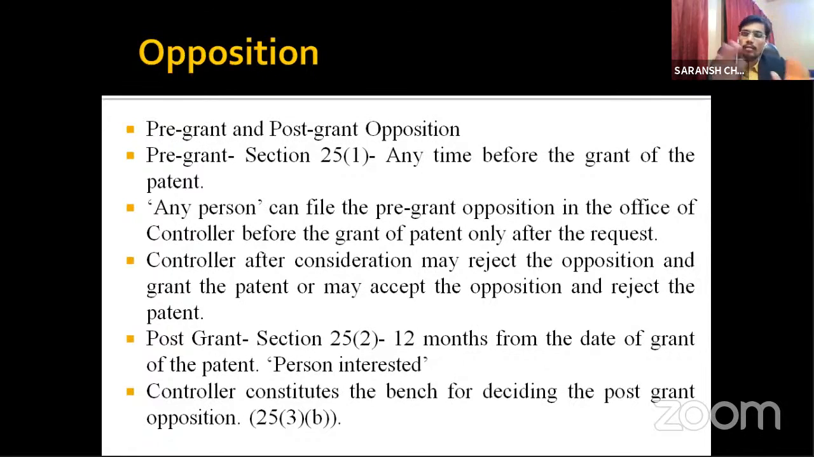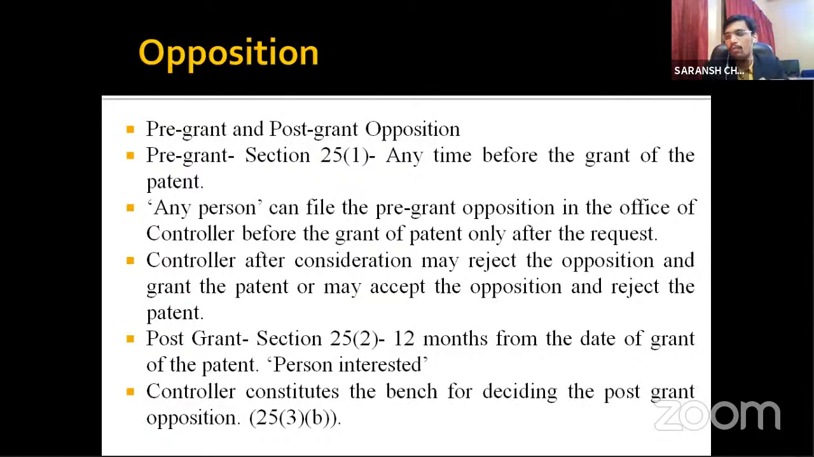So pre-grant is before the grant of patent; post-grant is within 12 months of the grant of patent. Pre-grant, any person; post-grant, person interested. Pre-grant, Section 25 clause 1 grounds are there; post-grant, Section 25 clause 2 grounds are there, right? Clearly understand this whole concept of pre-grant and post-grant, right?